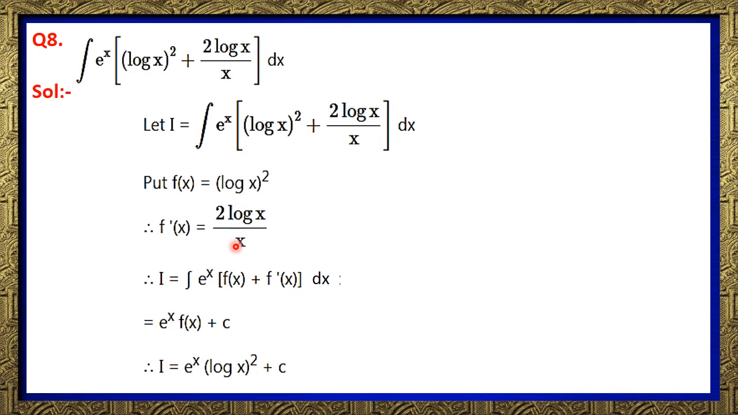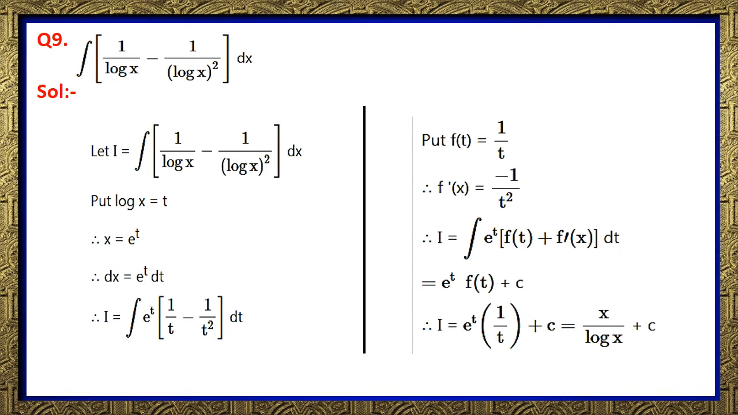That is 1 by x. So, 2 log x upon x we will get. Therefore, the given integral is of the form integral e raised to x into f of x plus f dash x dx. Therefore, the value is e raised to x into f of x plus c, where f of x is log x the whole square. So, the given integral is equal to e raised to x into log x the whole square plus c.